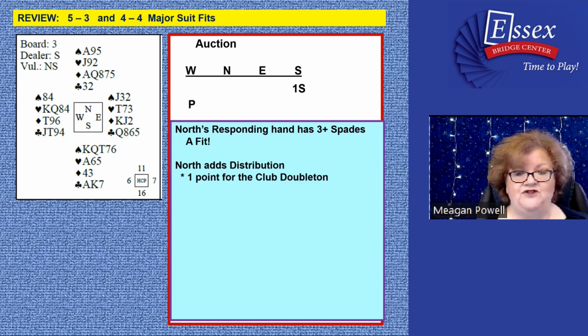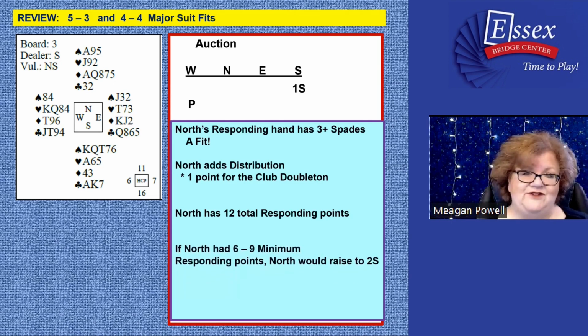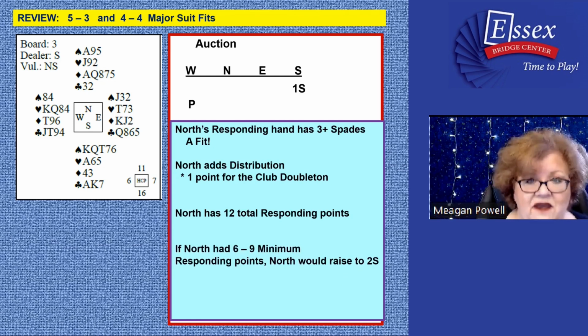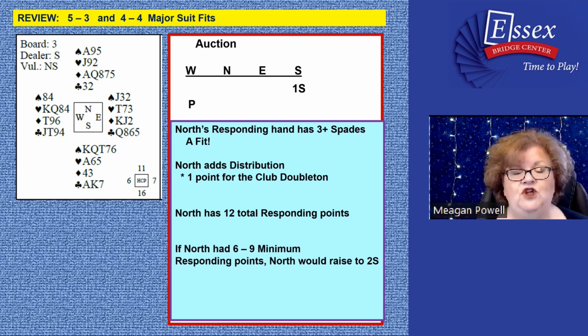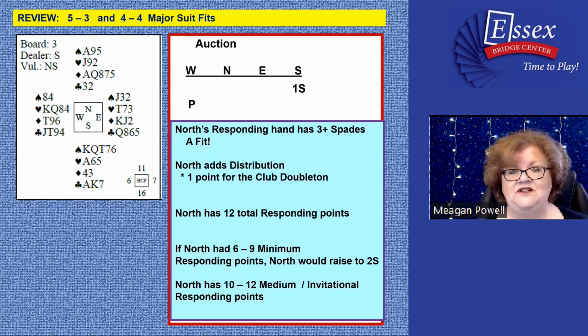Then North, you say to yourself, well, now I have 12 responding points. If you had 6, 7, 8, or 9 minimum responding points, you would raise to 2 spades. But you don't have that. You have 10, 11, or 12. Medium, or what we call invitational responding points. Now, this is in the middle of the second column of your purple sheet.